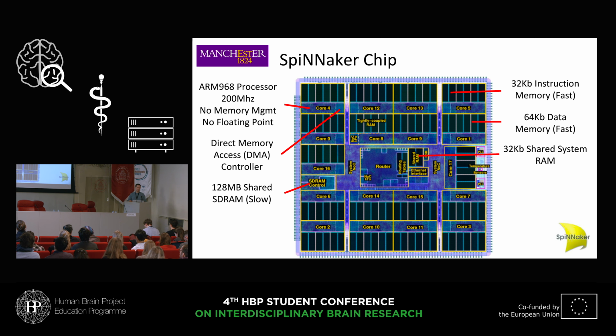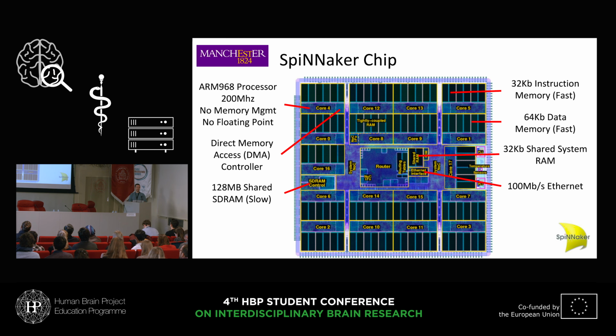There's also some shared memory which is useful for message passing between the cores. So the local memory on the cores can only be accessed locally to that core. Each core can't access each other's memory. So there's this shared memory that lets you transfer things. There's also the SDRAM, but of course that's a lot slower.